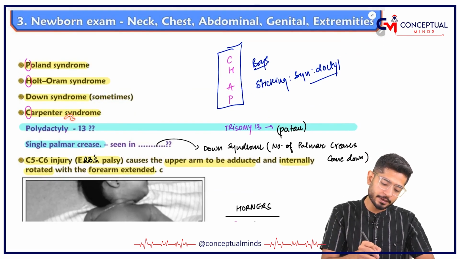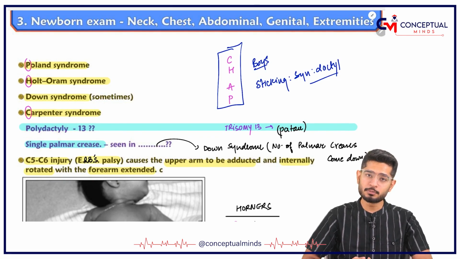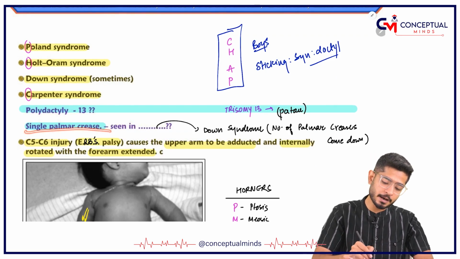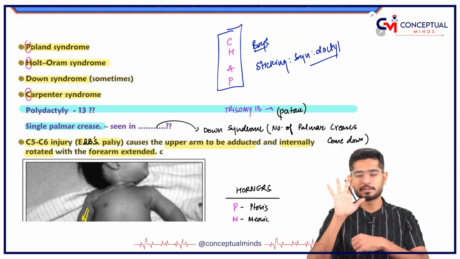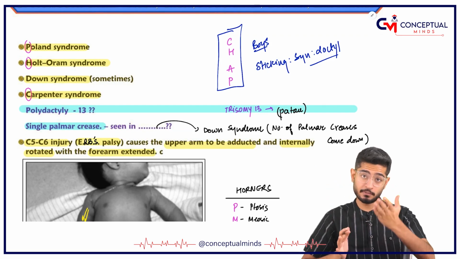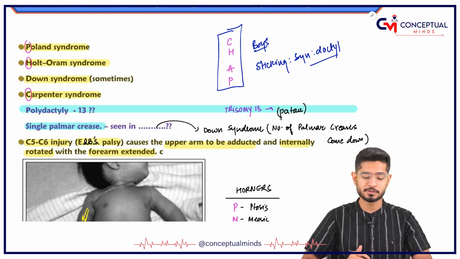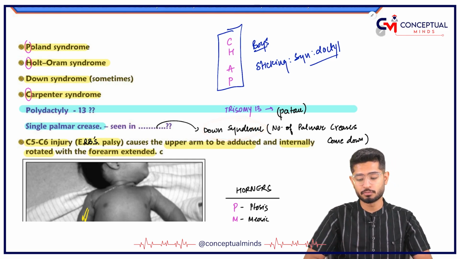What do you mean by polydactyly? Polydactyly means multiple fingers are going to be there. When will it be seen? Trisomy 13. Single palmar crease, very important. I don't know if you can see my hand or not, but there are multiple creases. In fact, you can see on your own hand also, multiple creases are there. But if you have only one crease, you are suffering from Down syndrome.